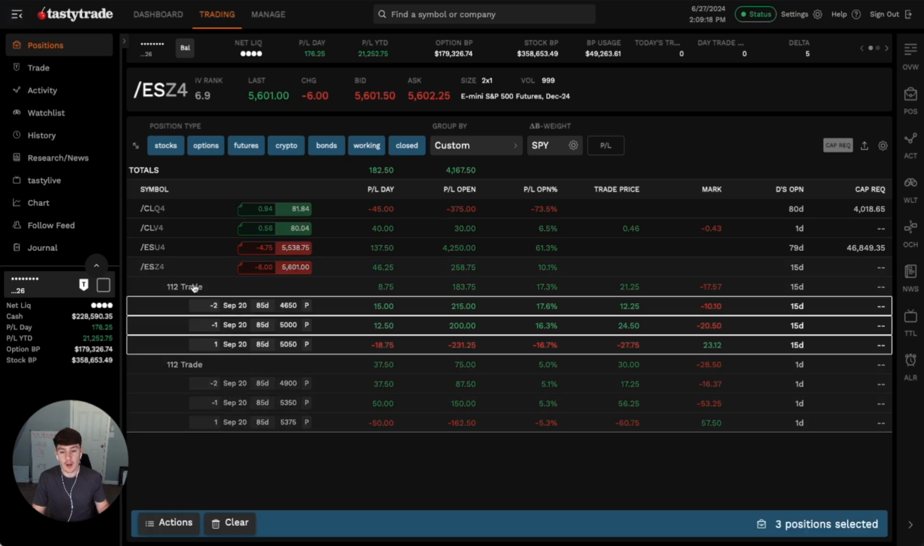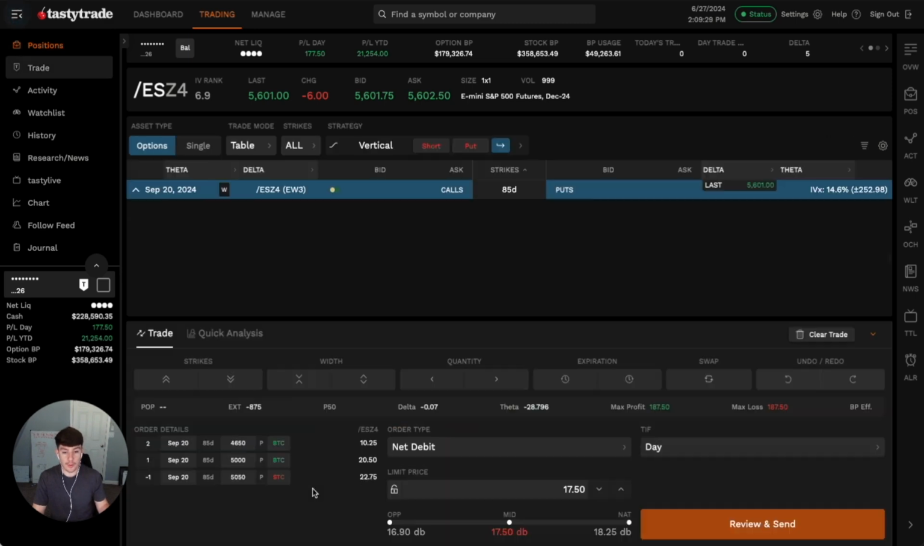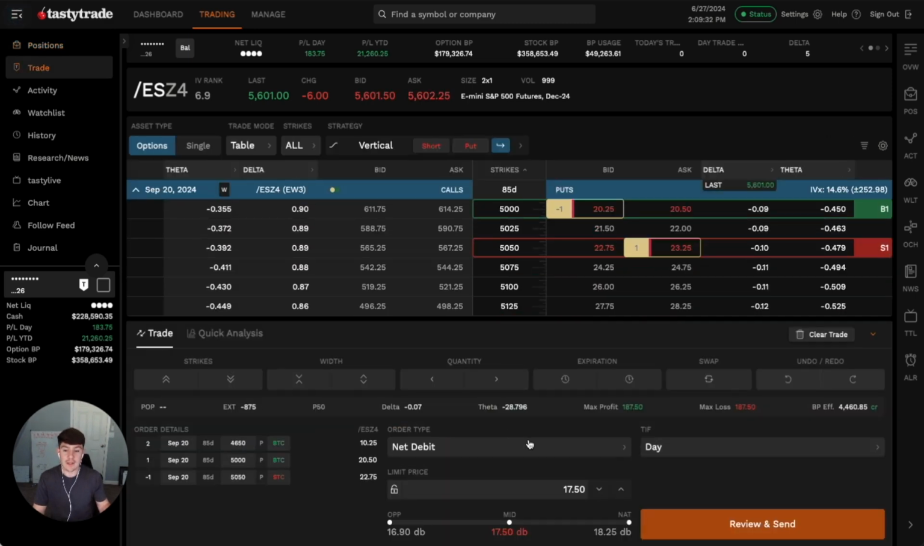But you can see here, I click on this and it groups it together. Let's say it was time to close this trade. I simply click on this and it groups it all together. I click on actions, click on close position, and then click on close full. What this does is bring up a close order for the trade. And this is how you close the entire trade.